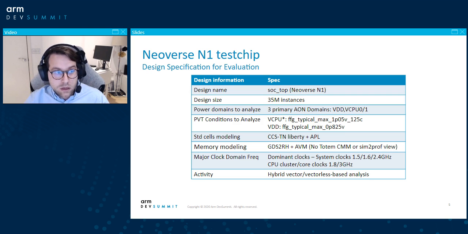So what about the clock frequency? We have some clock domains. For the CPU it was up to 3 gigahertz, and for the rest of the design it varied from 1.5 to 2.4 gigahertz. And last but not least, the activity we used for the analysis. We used the hybrid vectorless based analysis. What that means is that for the CPU domains, we used a vector based approach by using the max power and the Dhrystone vectors, and vectorless for the rest of the design.